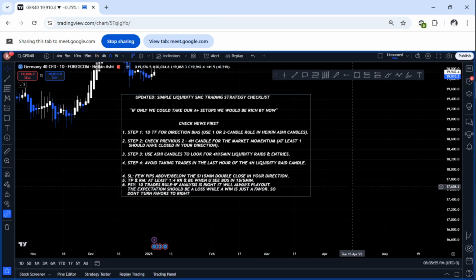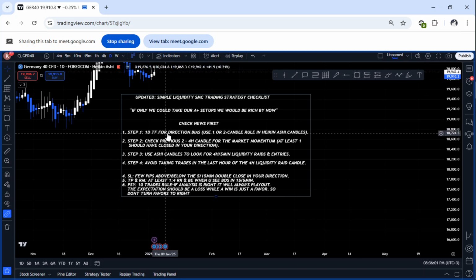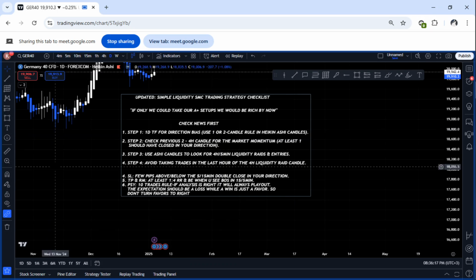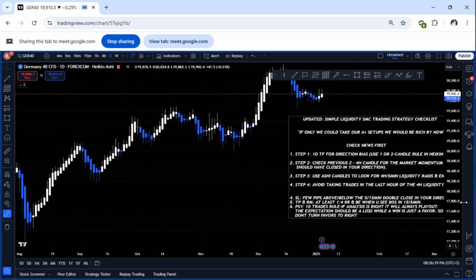Is that clear? Use the 1 day time frame. Only use one candle as direction. For example, if there is a change of direction, if that 1 day candle is not having wicks where we don't want it to be having wicks. For example, let's use this as an example.